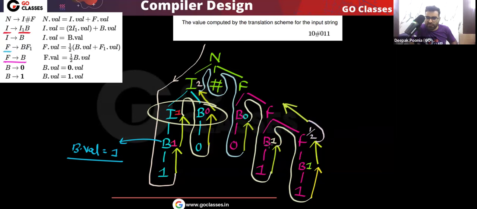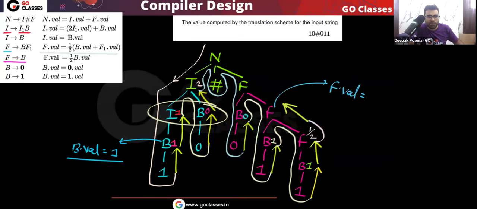F1 dot value, that is half. 1 plus half, that will be 3 by 2. Okay, now you can see this f dot value will become half of that. So that will be 3 by 4. Yes or no? So you can see that for this f, the f dot value will be 3 by 4. Okay, how are we getting this 3 by 4?